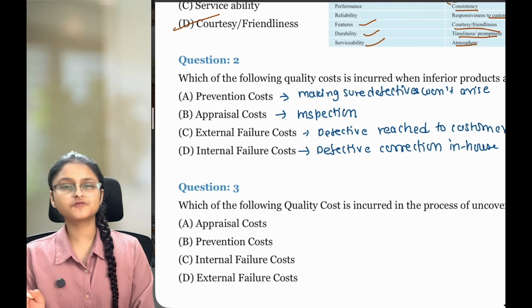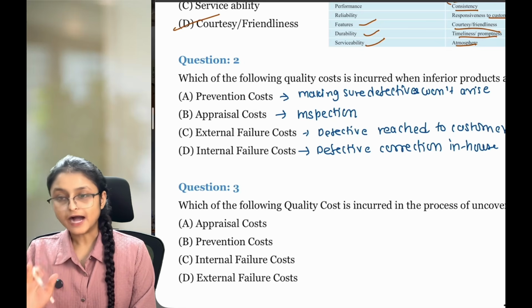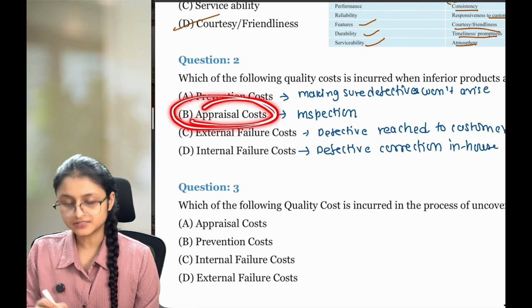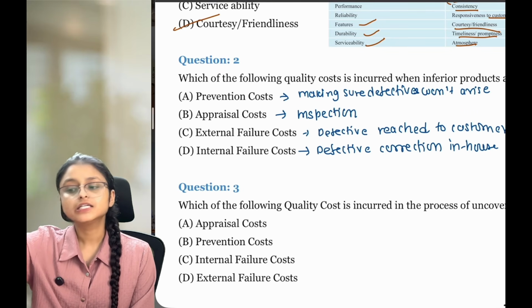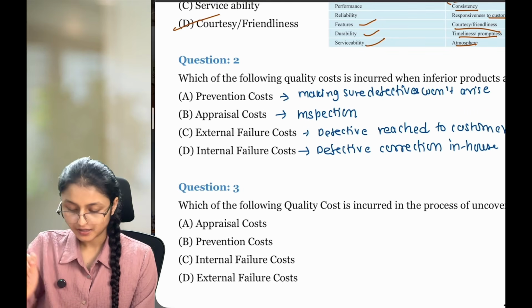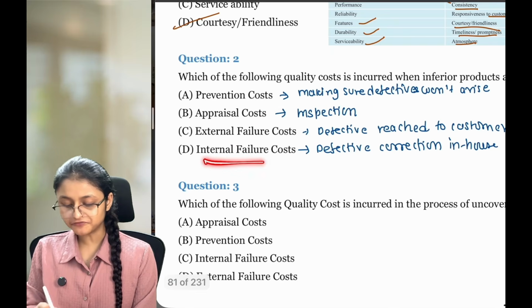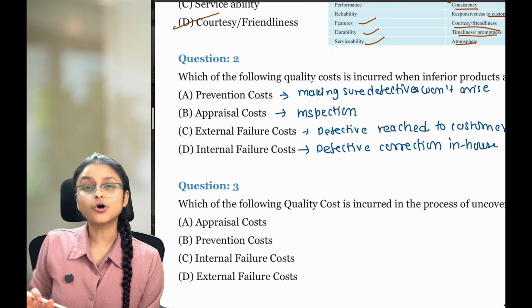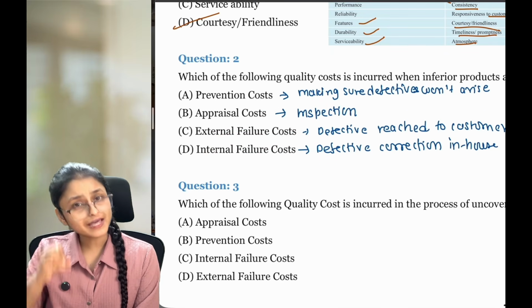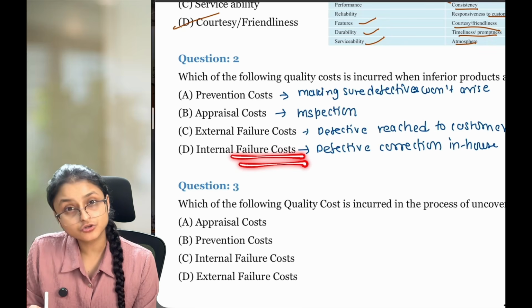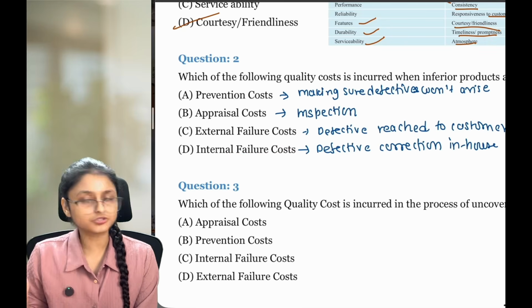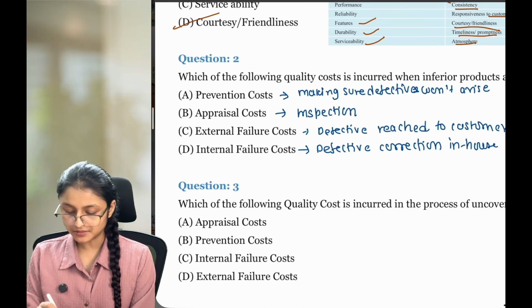Then comes internal failure cost, when after inspecting. So in this appraisal, we are going to inspect whether the final product which I have made is of good quality or not. After inspecting, let's assume that some defectives are found inside the organization itself. So we are going to correct those defectives. Correcting those defectives or scrapping those defectives, whatever is the cost of the same, that will be considered internal failure cost.